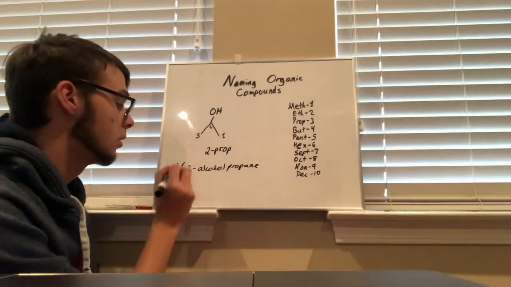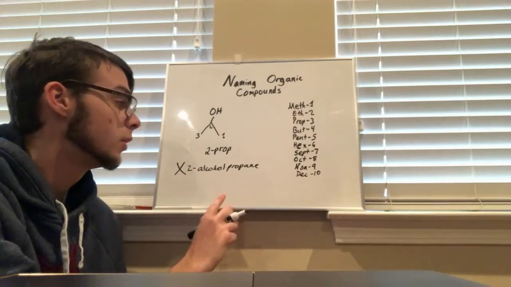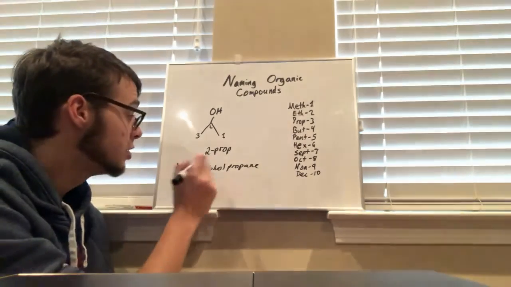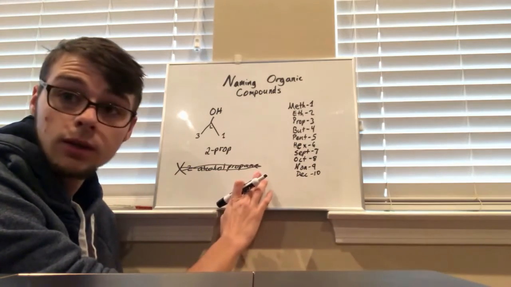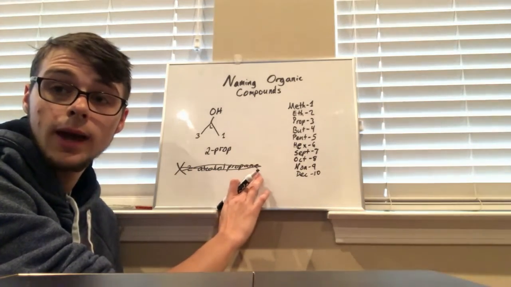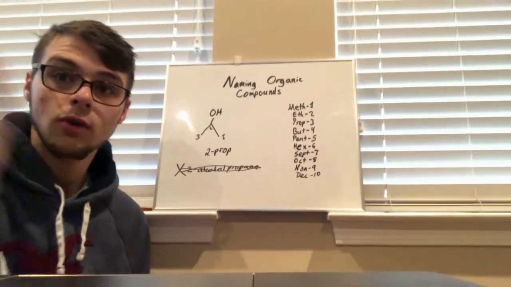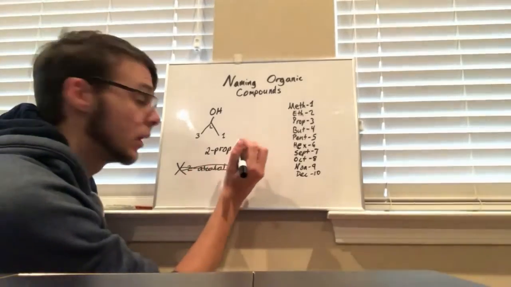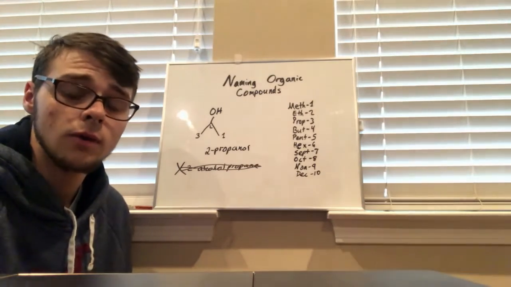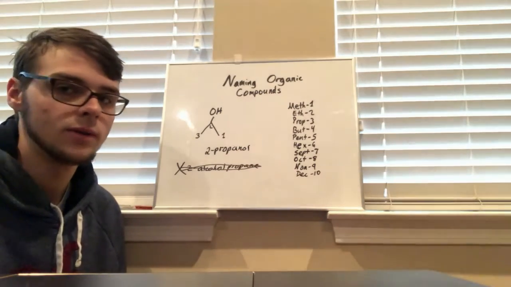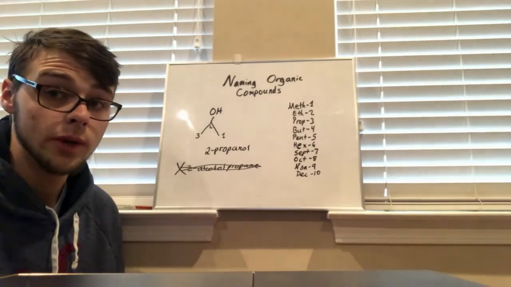But this is wrong. That is not how we do it for alcohols. Instead, what we do is we change the ending, so where it says propane, instead we add the suffix anol. So this would be 2-propanol. And this is the same for single bonds, double bonds, triple bonds. You just have to make sure you do point out if it is an alkene or alkyne.